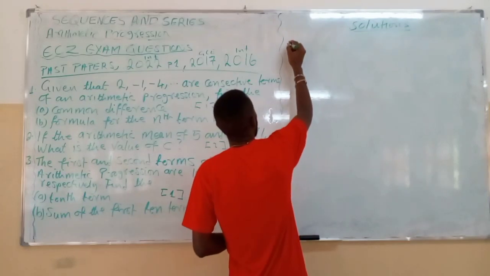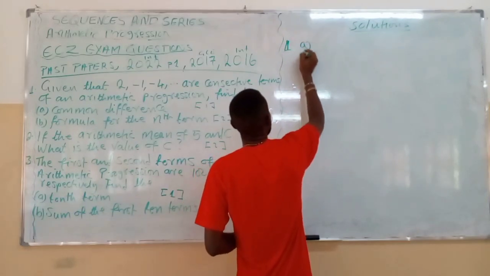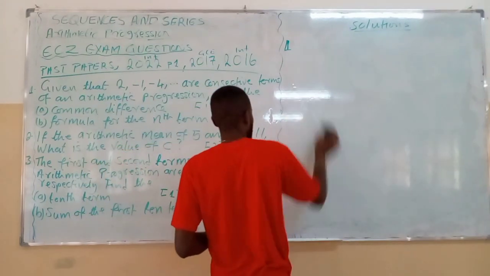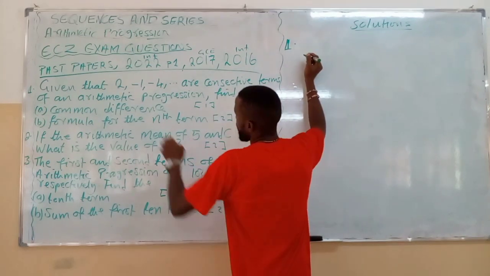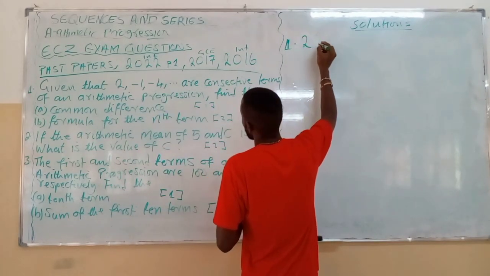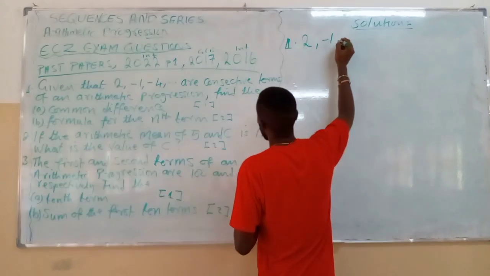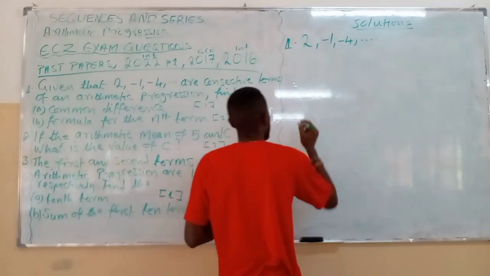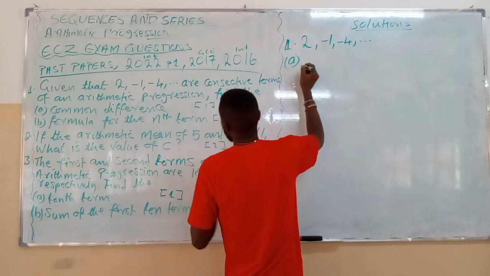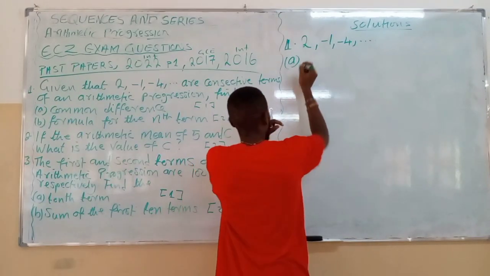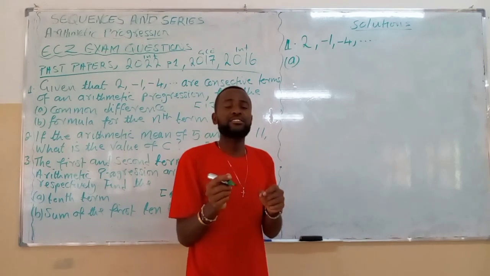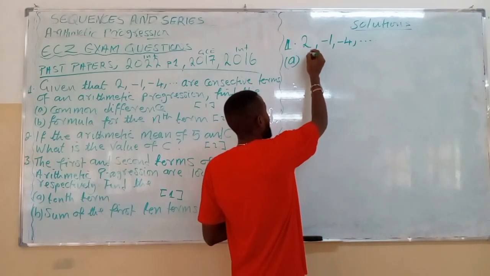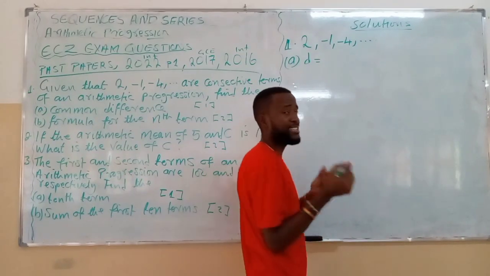We start with question number 1A. They are asking us to find the common difference. Before we say A, let me write question number 1. The sequence, we have 2, we have -1, we have -4, and it goes on like that. So in question A, they are asking us to find the common difference. Now, common difference, as you are aware, can be represented by D. Without wasting a lot of time, let us write: common difference is equal to, what is the formula for finding the common difference?